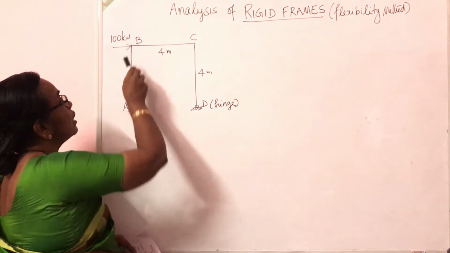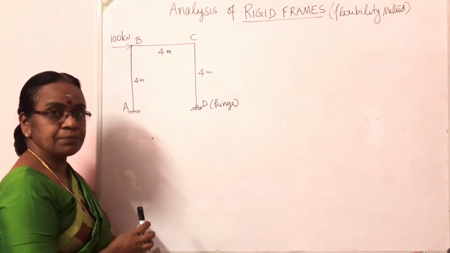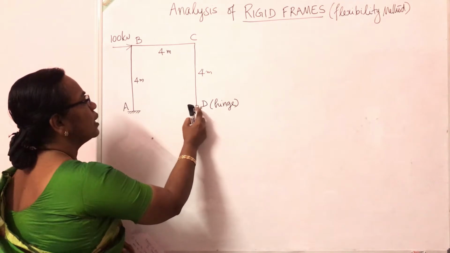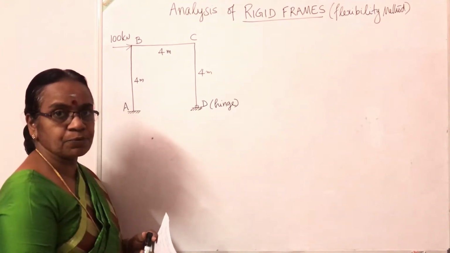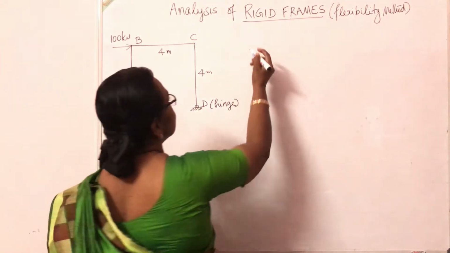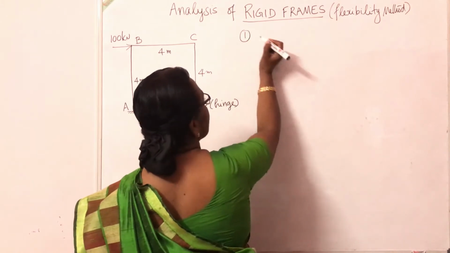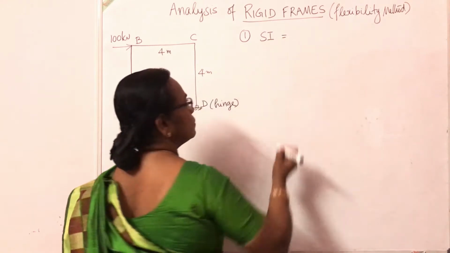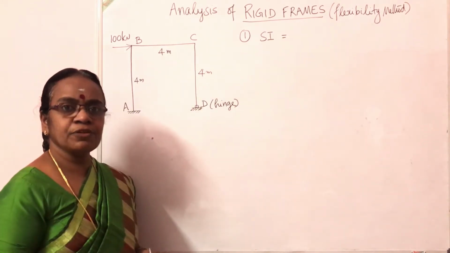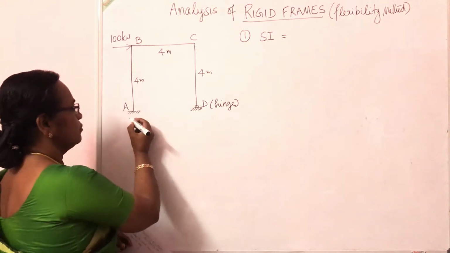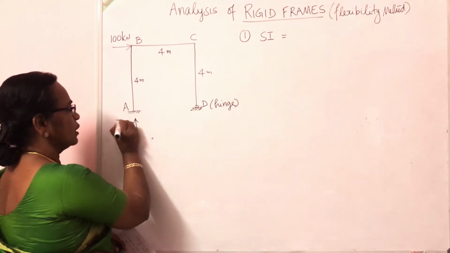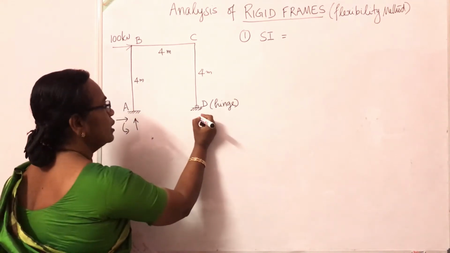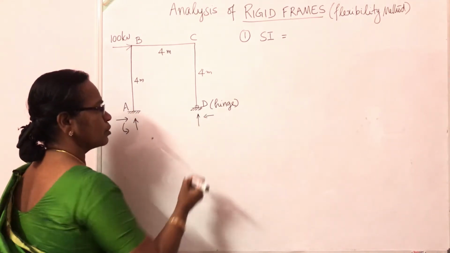A load of 100 kN is acting at the node B. Support A is fixed and support D is hinged, because it is shown as a circle here. It's a hinge support. So, as usual, the first step in analysis by the flexibility method is to identify the static indeterminacy or redundancy of the structure. So, how will you find out? In the fixed support, there will be three reaction components: a vertical, a horizontal and a moment. On a hinge, there will be a vertical reaction and a horizontal reaction.